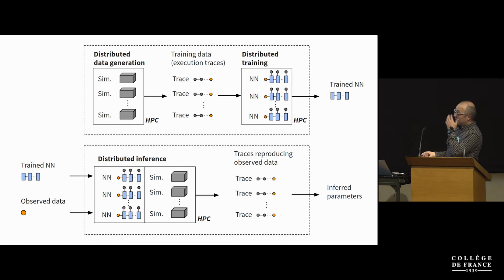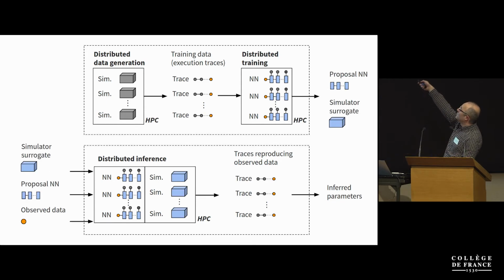So in summary, this was the previous figure. You train the inference network. Then for inference, you use that with new observed data. In this new version, you can train the proposal network and the surrogate network together. Then at inference, you can use the surrogate, the inference network, and the new observed data. And the surrogate replaces the simulator.